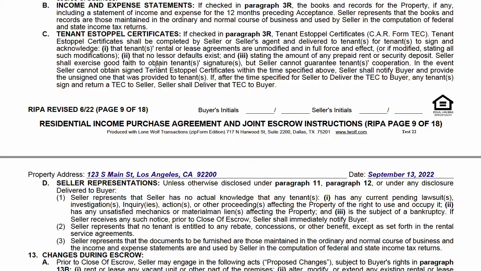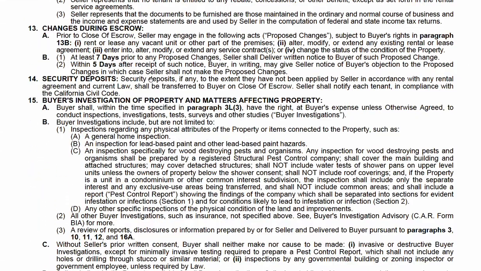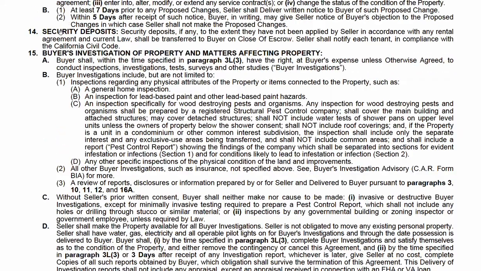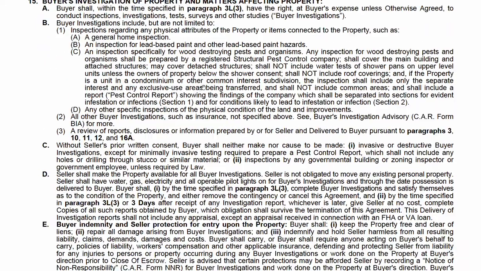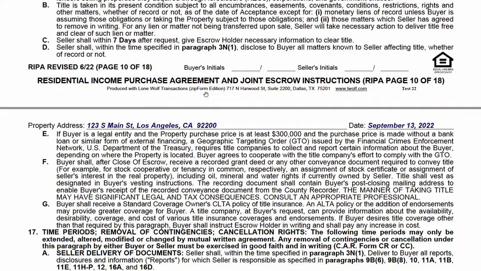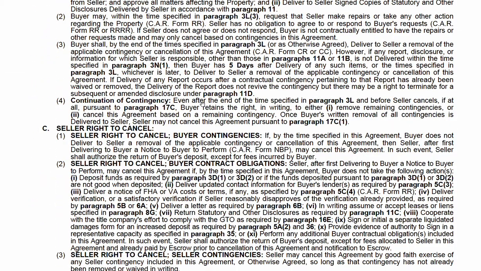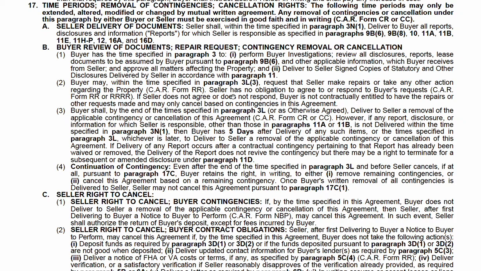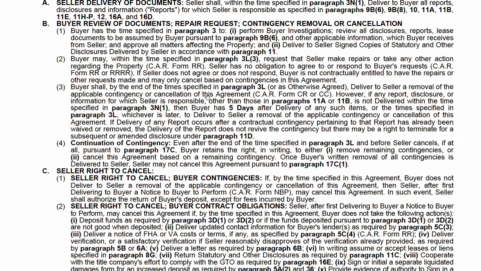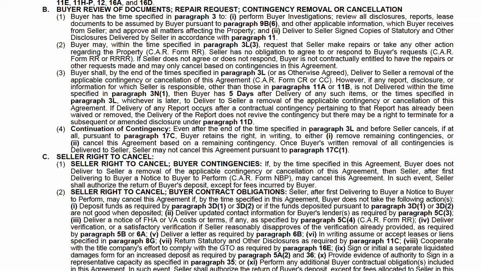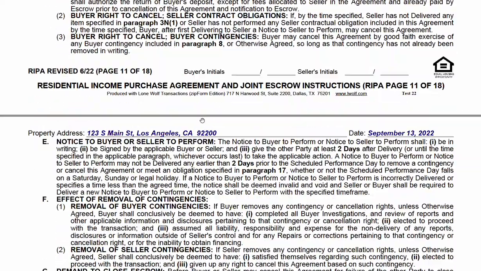Tenancy related disclosures, more disclosures. This is all about, look at this, buyer investigation. Just look at this ocean of text. Time periods. I mean, what happens if time periods aren't being honored per what we did up above? This is where you go. So you get the idea.